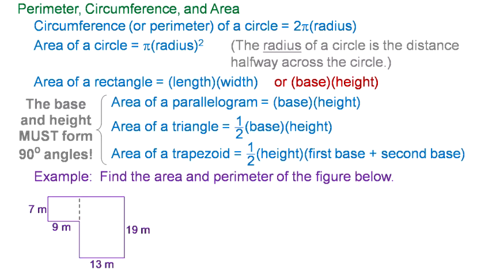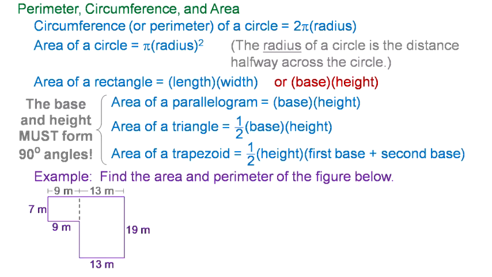Since the lengths of the opposite sides of a rectangle are congruent, I can label the length of this segment as 9 meters. I can also use the fact that the opposite sides of a rectangle are congruent to say that the length of this segment must be 13 meters. Since the combined lengths of these segments is 22 meters, this tells me that the top side of this shape must have a length of 22 meters.